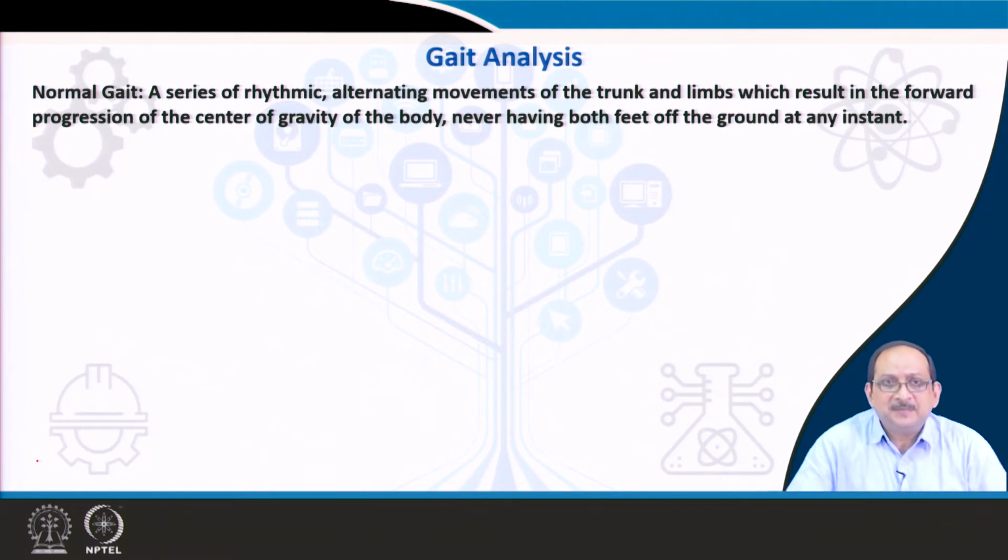Before we discuss gait analysis, we should first define normal gait and the gait cycle. Normal gait is defined as a series of rhythmic alternating movements of the trunk and limbs which result in the forward progression of the center of gravity of the body, never having both feet off the ground at any instant. This is the basic definition of walking.